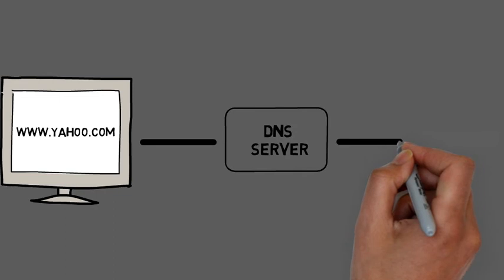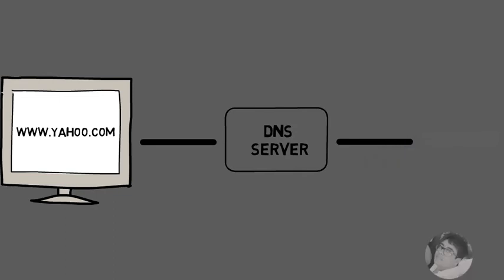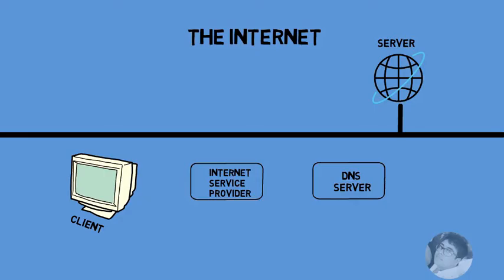And every single computer that's connected to the internet has an IP address, so that when people need to send and receive files on the internet, each computer can be located by its unique IP address. And once the DNS server finds the IP address, it sends that back to your browser. So now you know the exact address where you can find the Yahoo homepage.